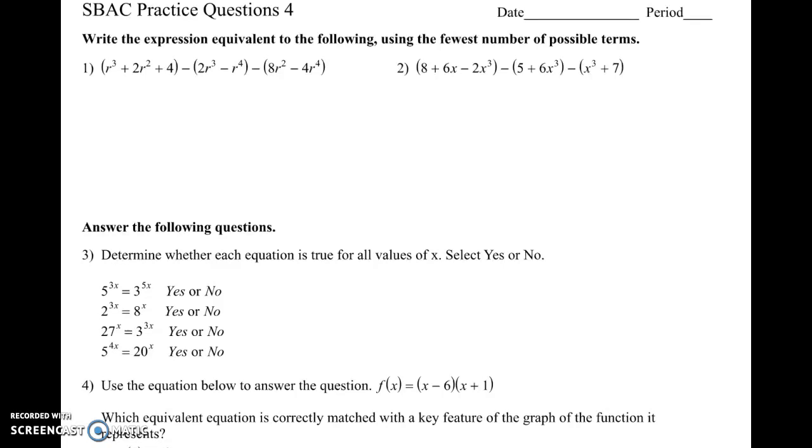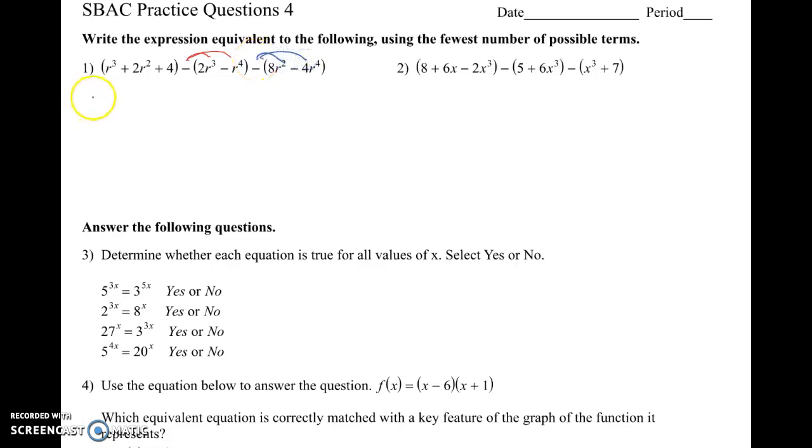Alright, today I'm going to be going over the SBAC Practice questions 4. Write the expression equivalent to the following using the fewest number of possible terms. So first thing I see when I look at question number 1 is a negative here, and I know that I'm going to have to distribute that negative. Then I see another negative here, and I know I'm going to have to distribute that.